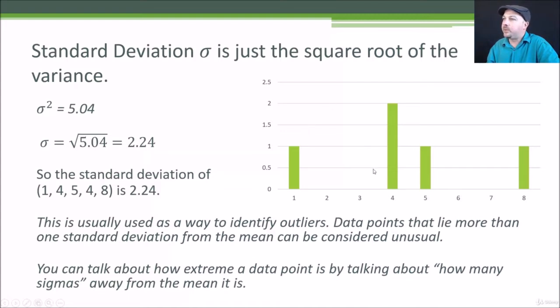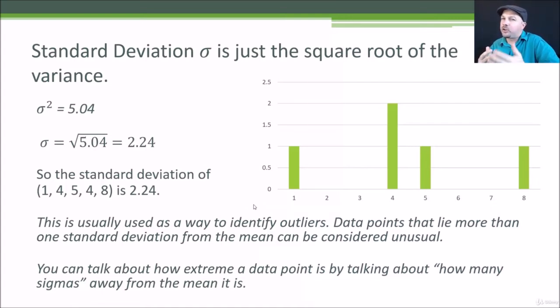This is a histogram of the actual data we were looking at. Now, we see that the number 4 occurred twice in our data set, and then we had 1, 1, 5, and 8. Now, the standard deviation is usually used as a way to identify outliers in your data set. So if I'm within one standard deviation of the mean of 4.4, that's considered a typical value in a normal distribution. But you can see in this example, the numbers 1 and 8 actually lie outside of that range. If I take 4.4 plus or minus 2.24, 1 and 8 both fall outside of that range of a standard deviation. So we can say mathematically that 1 and 8 are outliers. We don't have to guess and eyeball it.